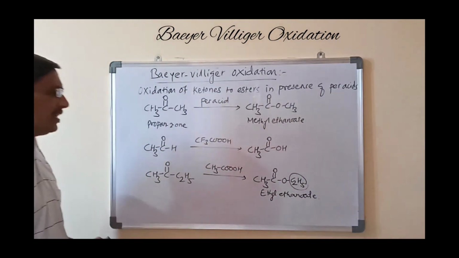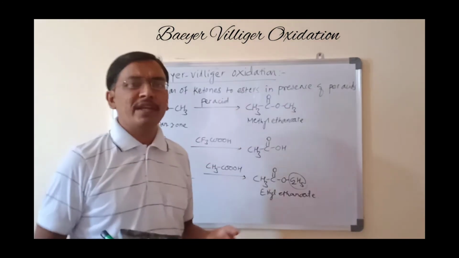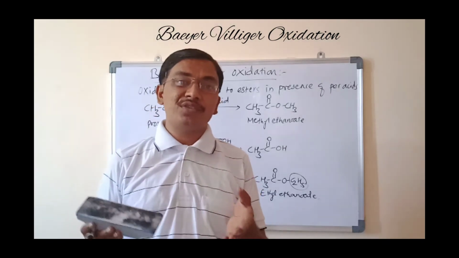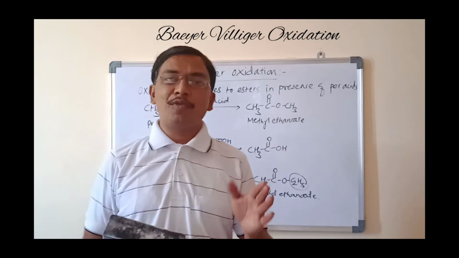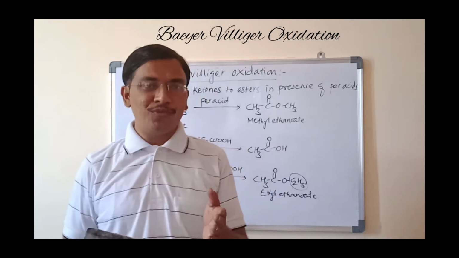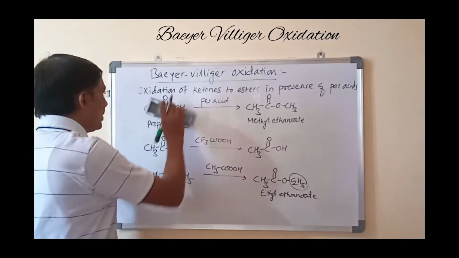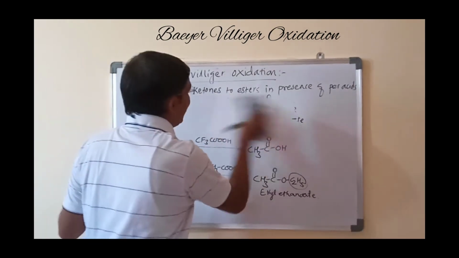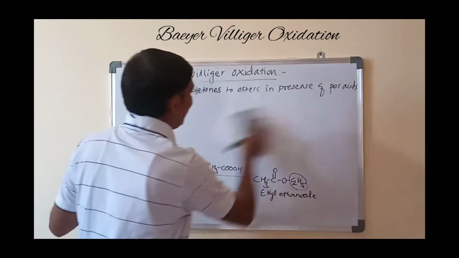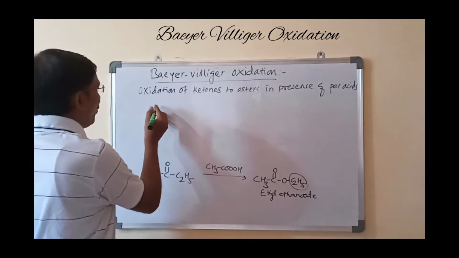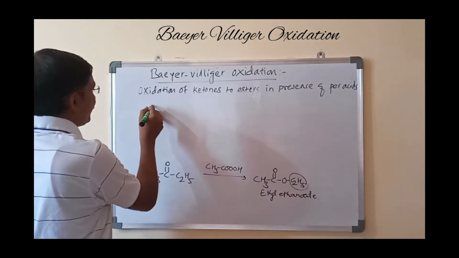It means simply if we take the ketones, then the extra oxygen from the per acid is inserted in between the carbonyl carbon and one of the alkyl group which is more electron donating. We have to decide which alkyl group is more electron donating in the ketones. We take more examples.